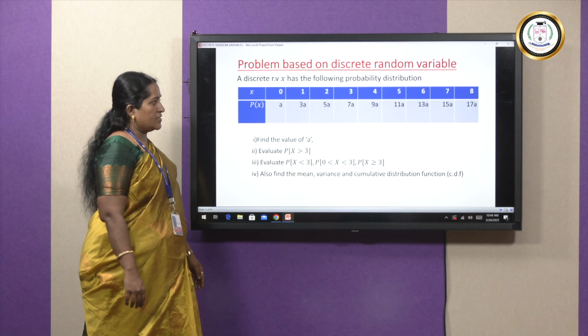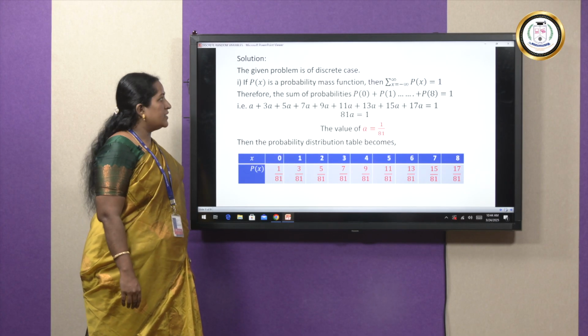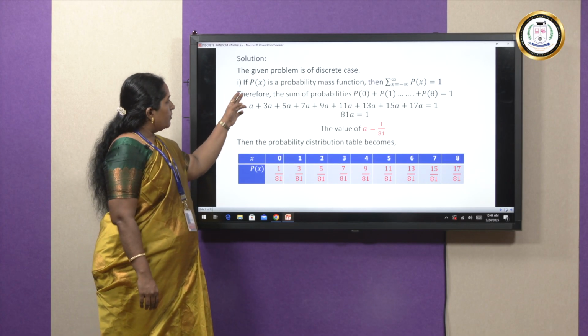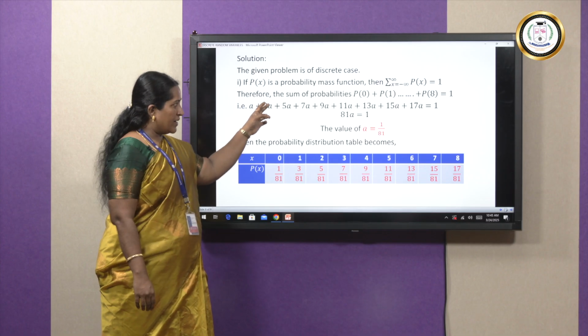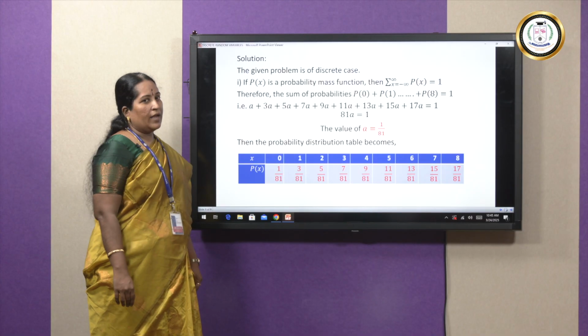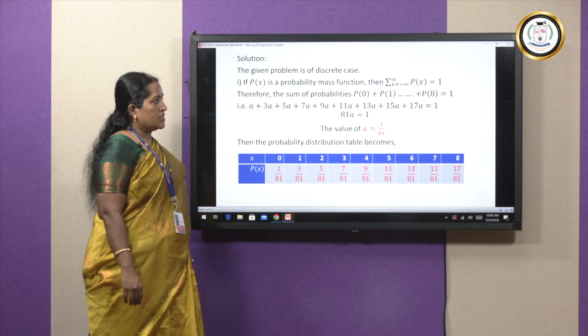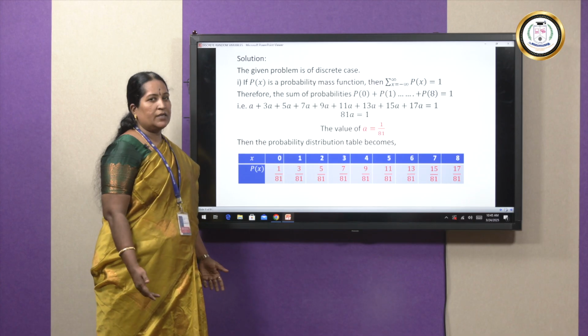So we need to find the constant a first. We know that in a discrete case, the variable takes possible real values. According to the probability properties, if p of x is a probability mass function, then the summation over x from minus infinity to infinity of p of x is equal to 1. So this is a discrete case. We shall add all the probabilities, and the total probability should be 1.